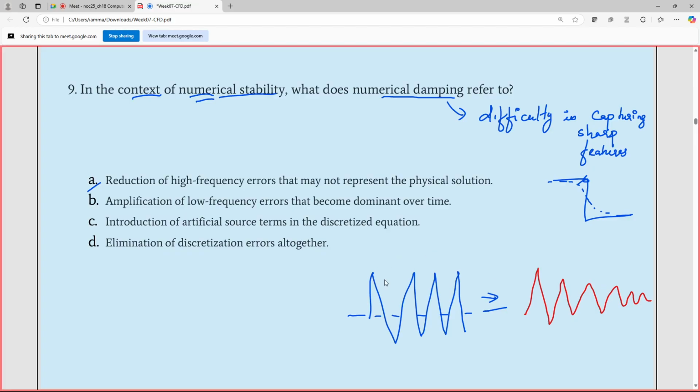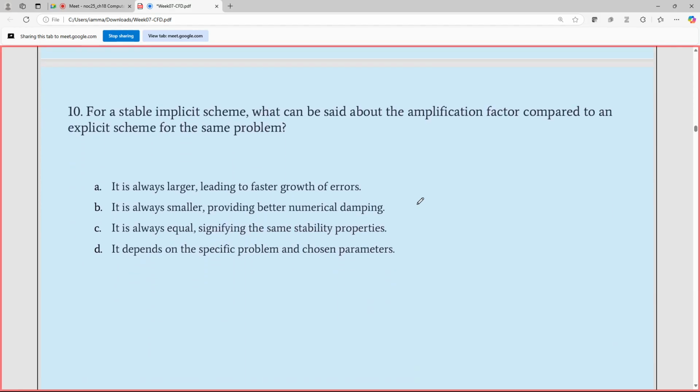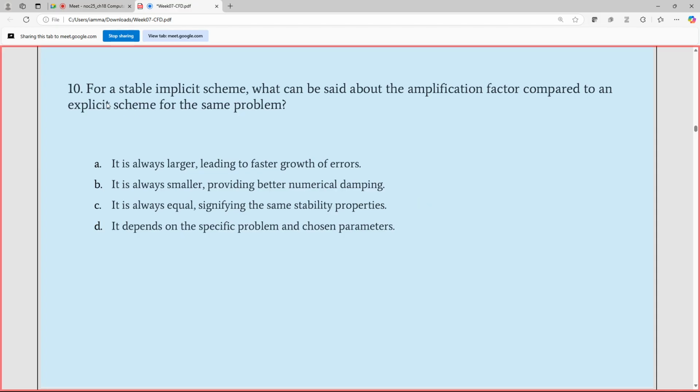Remember that what I have shown here is the variation of error. The growth of error to sharp high values may be reduced by the introduction of numerical damping. So option A is our answer. Next question.